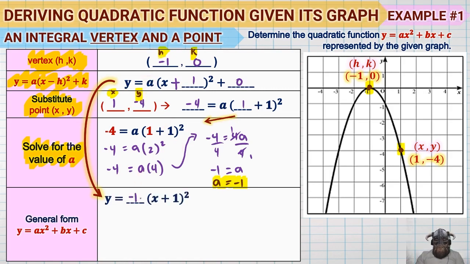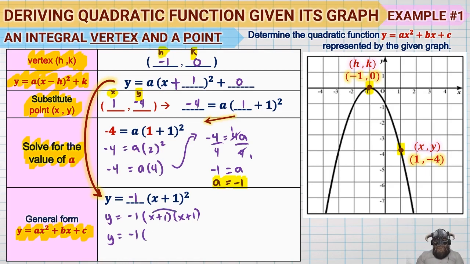Ayan na. Now, all we need to do is to transform this into general form, y is equal to ax squared plus bx plus c. So, ganito yung gagawin natin. Una, copy. Y is equal to -1. Isolve muna natin tong (x plus 1) quantity squared. So, another form of (x plus 1) squared is multiplying x plus 1 to itself. So, (x plus 1) times (x plus 1). Then, you can do FOIL. Y is equal to -1. So, yan muna yung simplify mo yung nasa loob.